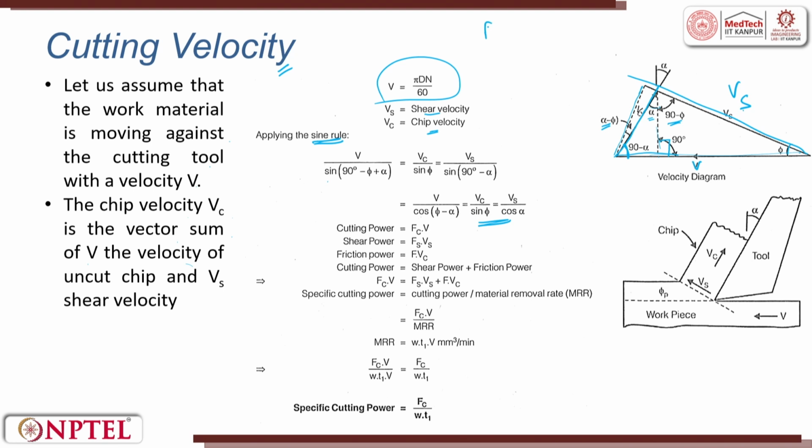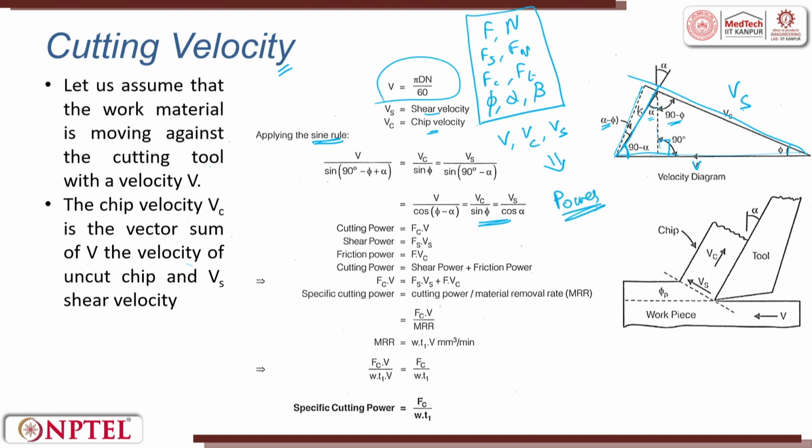What are they ready? F, N, Fs, Fn, Fc, Ft, phi, alpha, beta, you have this at one side from the Merchant circle diagram. Now, we have found out the relationship between V, Vc and Vs. So, with all these combinations, you can try to calculate power. Why is power important? Ultimately, I have to find out what should be the minimum energy I apply such that I get the required output. So, cutting power can be figured out from Fc into V.